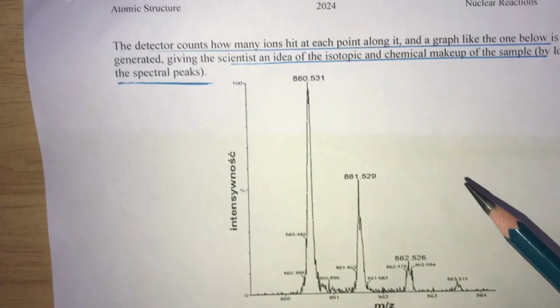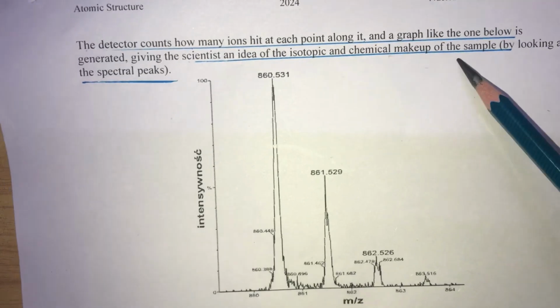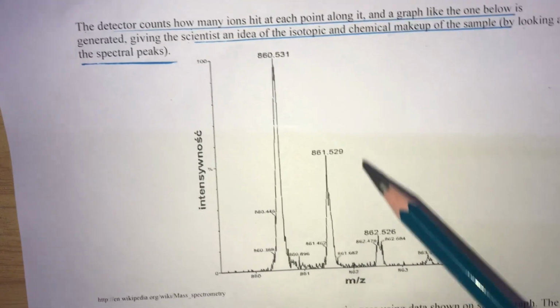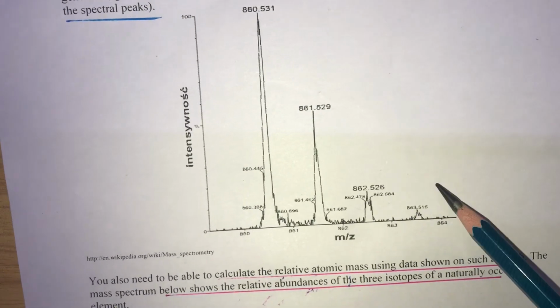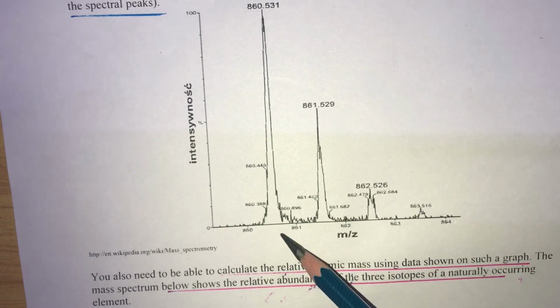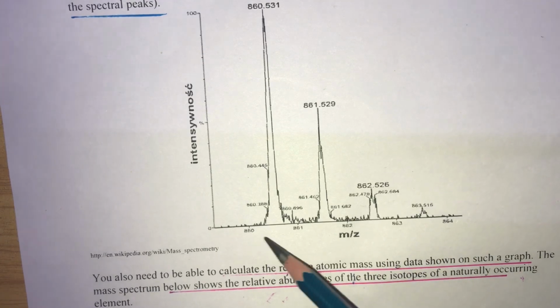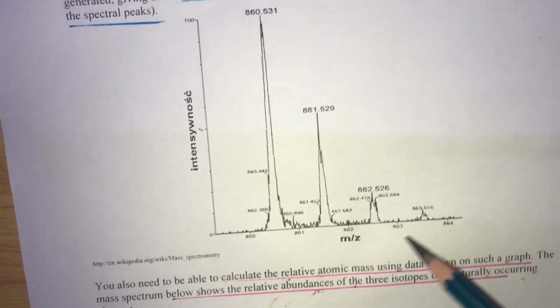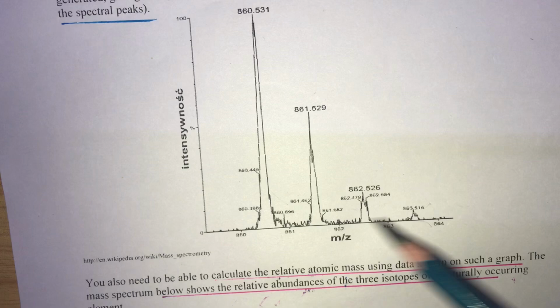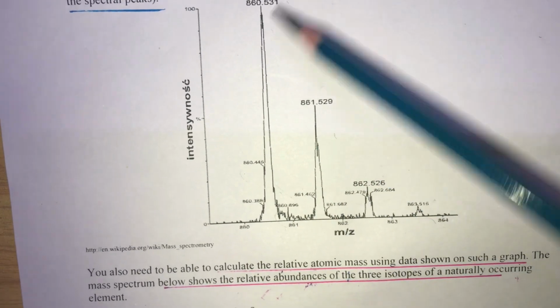The detector counts how many ions hit at each point along the graph, like the one below, giving scientists an idea of the isotopic and chemical makeup of the sample. They are looking at the spectral peaks. So depending upon the mass, how much percentage of ions are present, thereby how much mass of each isotope is present.